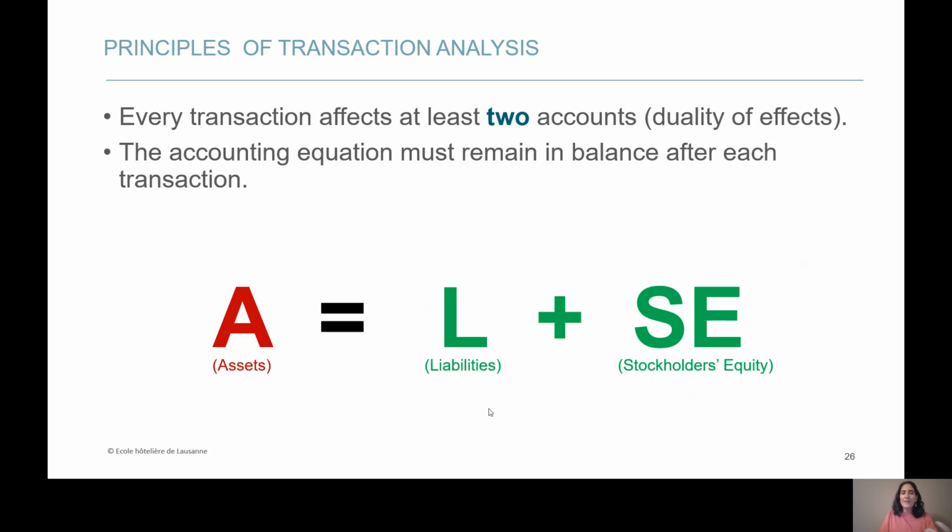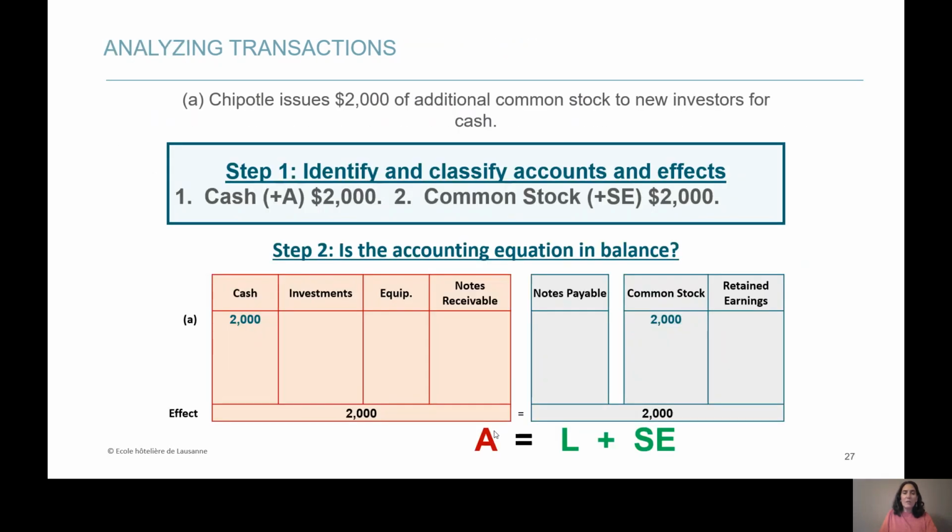We have analyzed 6 transactions together in class. Let's do the first one that we have already done several times. It comes from the Libby and Libby book, 10th edition. Chipotle issues 2,000 of additional common stock to new investors for cash. We have already analyzed this transaction.